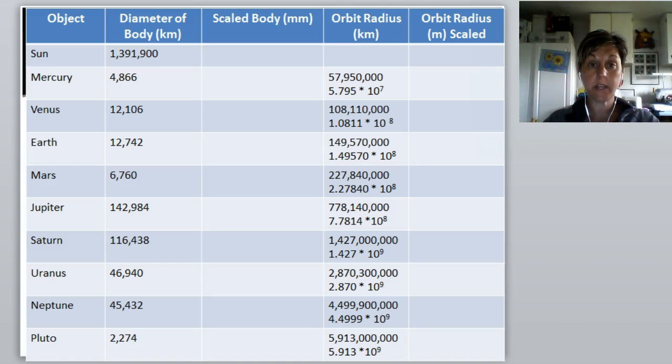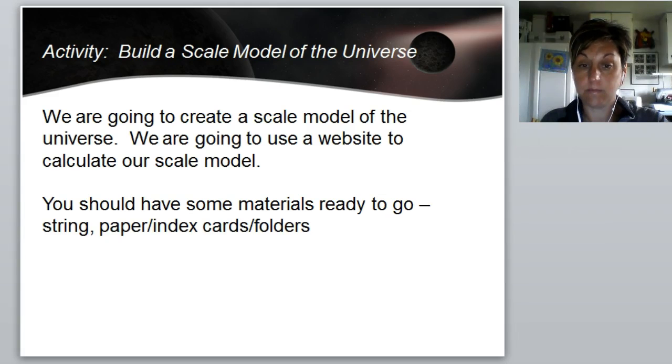So we're going to create a scale model using paper, index cards, and old folders of each of the planets and the sun. And then we're also going to calculate the orbital radius from the sun to that planet. We're going to start working on that in class, and again, I have a website that will help us with that. And it will be fantastic. And then that'll be something that you submit to me.